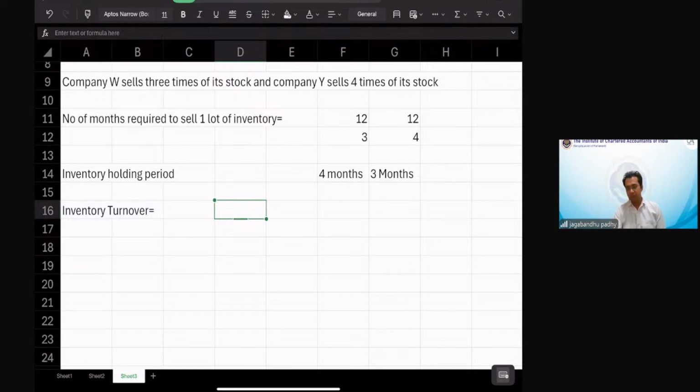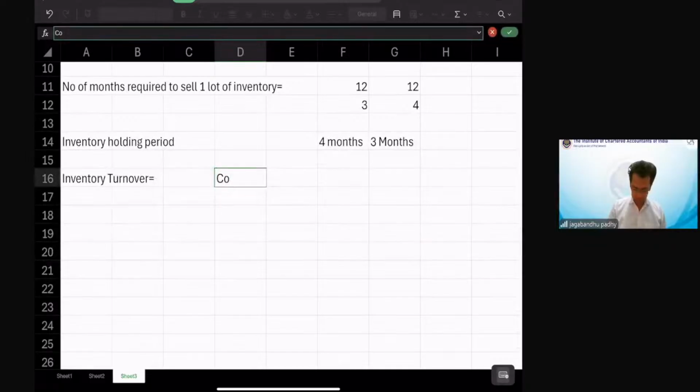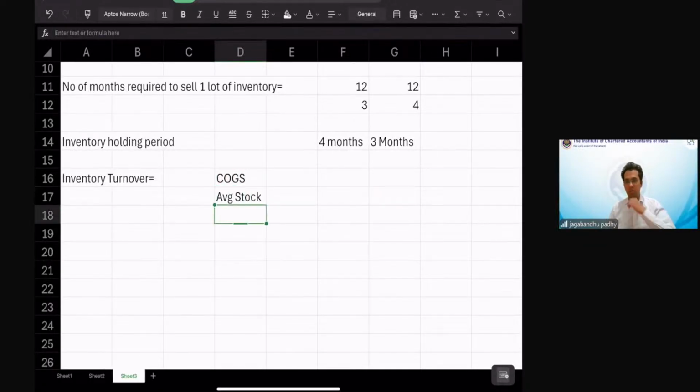So to put it in a simple format, formula wise, how do we calculate the inventory turnover? Can you just put it in the form of a formula? How do we get this 3 and 4 times? So inventory turnover formula, absolutely correct. That's COGS upon average stock. Inventory turnover is COGS upon average stock, right?